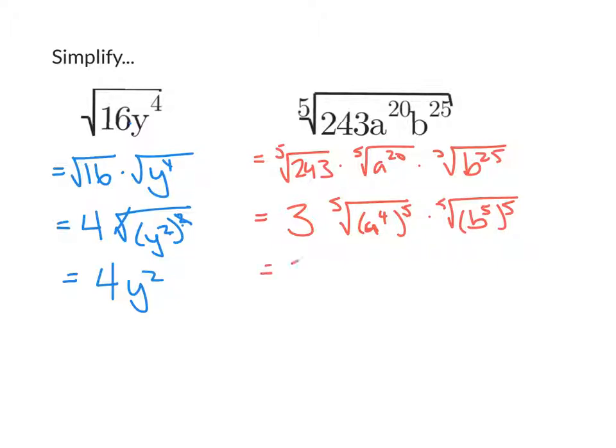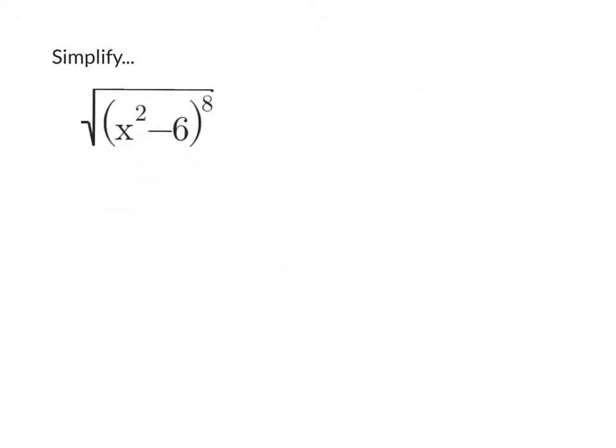So this will simplify to 3, a to the fourth, the fifth root and fifth power cancel, so we'll have b to the fifth. If we're going to simplify the square root of x squared minus 6 to the 8th power, don't get hung up on that minus that's in the middle.